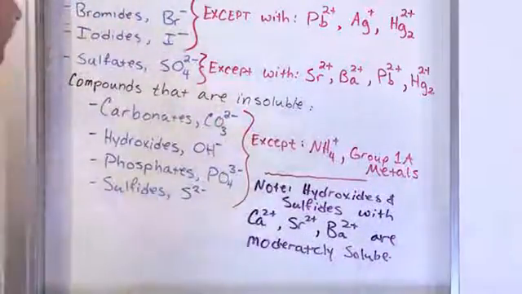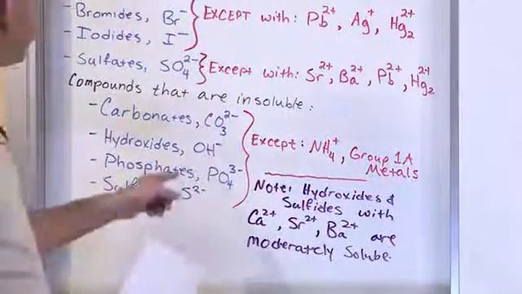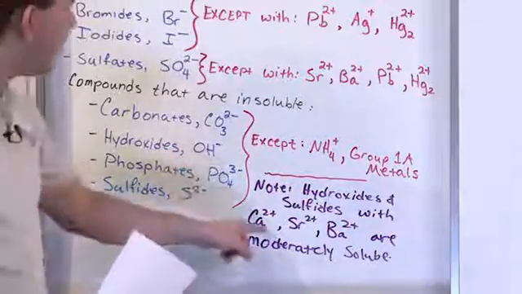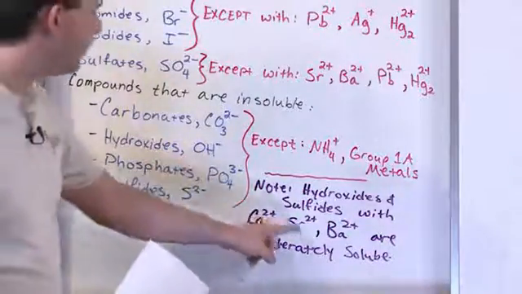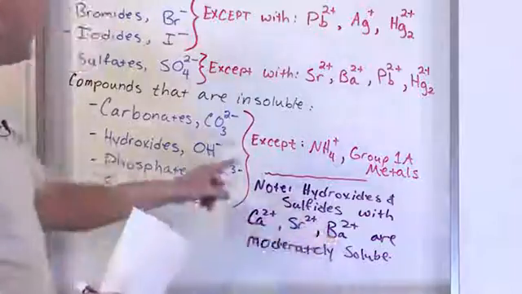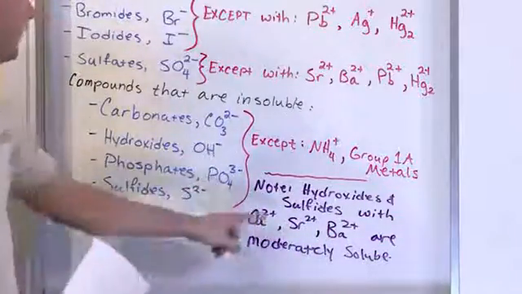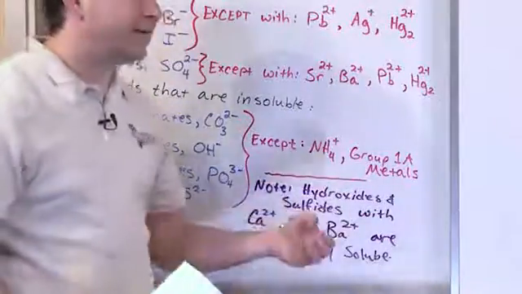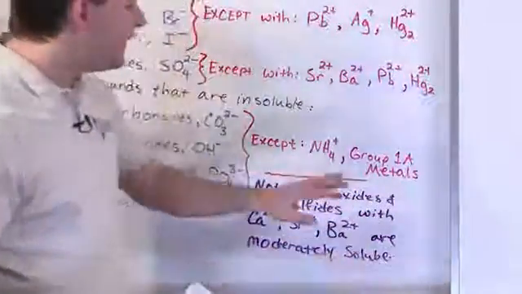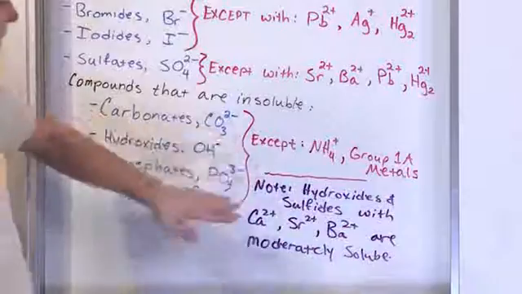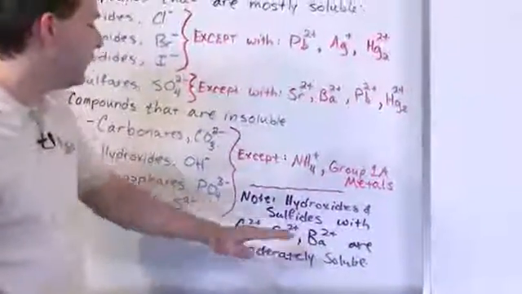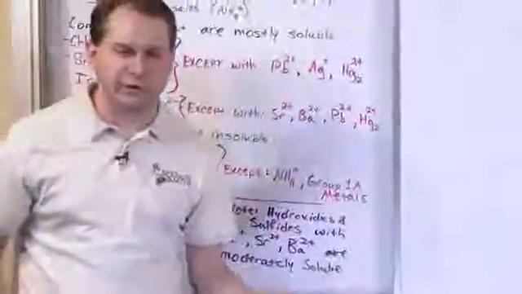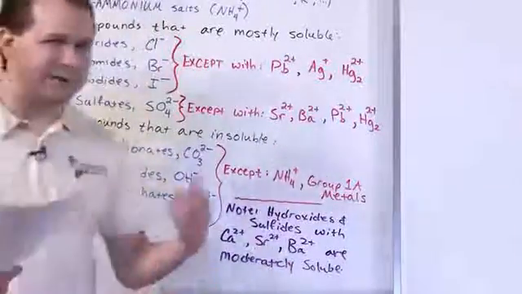So the books have to add another note, because for hydroxides only, calcium hydroxide is soluble, strontium hydroxide is soluble, barium hydroxide is soluble. Calcium sulfide, strontium sulfide, barium sulfide, they're moderately soluble. So it's giving you kind of an exception to the exception a little bit. This exception applies to all of them, and these are just giving you very specific examples, because calcium hydroxide is something you run into all the time. Barium hydroxide is something you run into all the time.